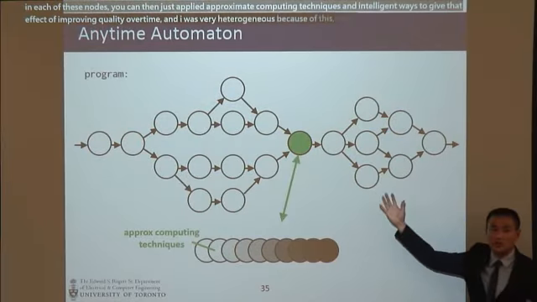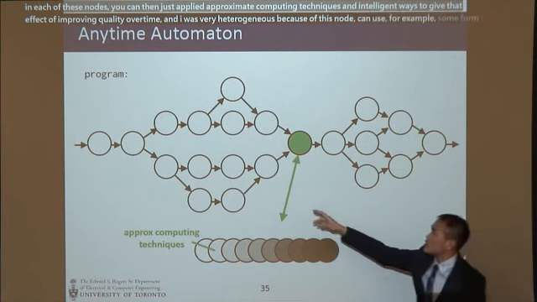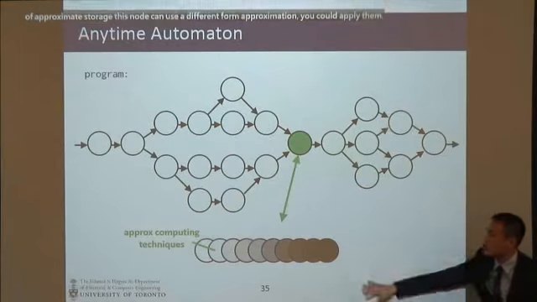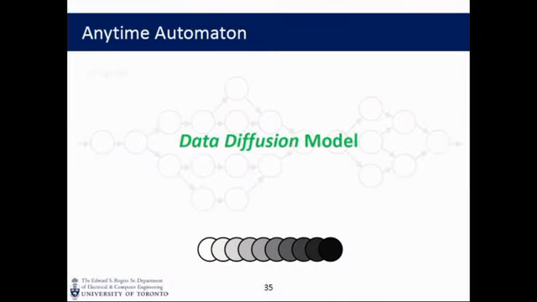And now it's very heterogeneous, because if this node can use, for example, some form of approximate storage, this node can use a different form of approximation, you could apply them differently as long as you apply them in this anytime way. And from this, I call this form a data diffusion model instead of a data flow model.